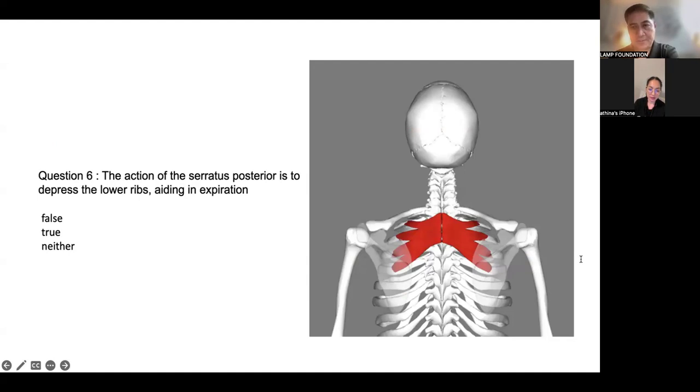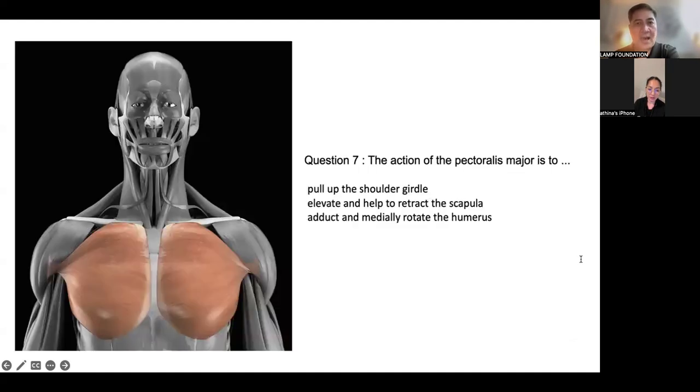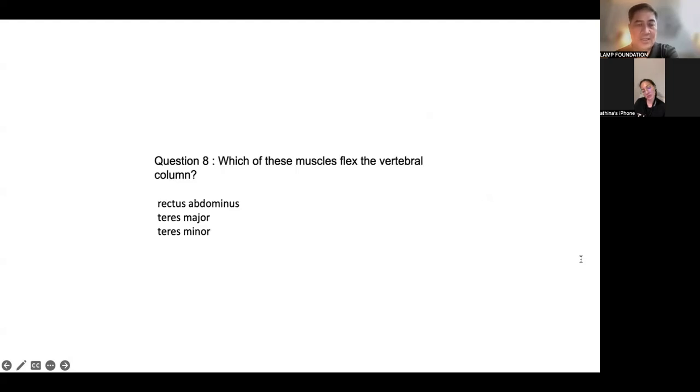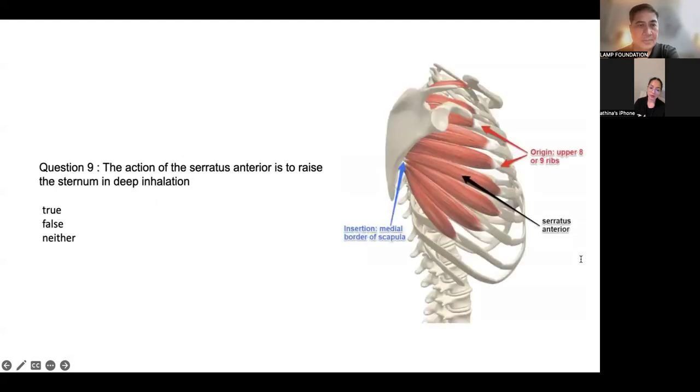True or false? That's true. Action of the pectoralis major is to adduct and medially rotate the humerus. Which of these muscles flex the vertebral column? The rectus abdominis. Action of the serratus anterior is to raise the sternum in deep inhalation. That is false. Yeah, it draws the scapula anterolaterally, no?